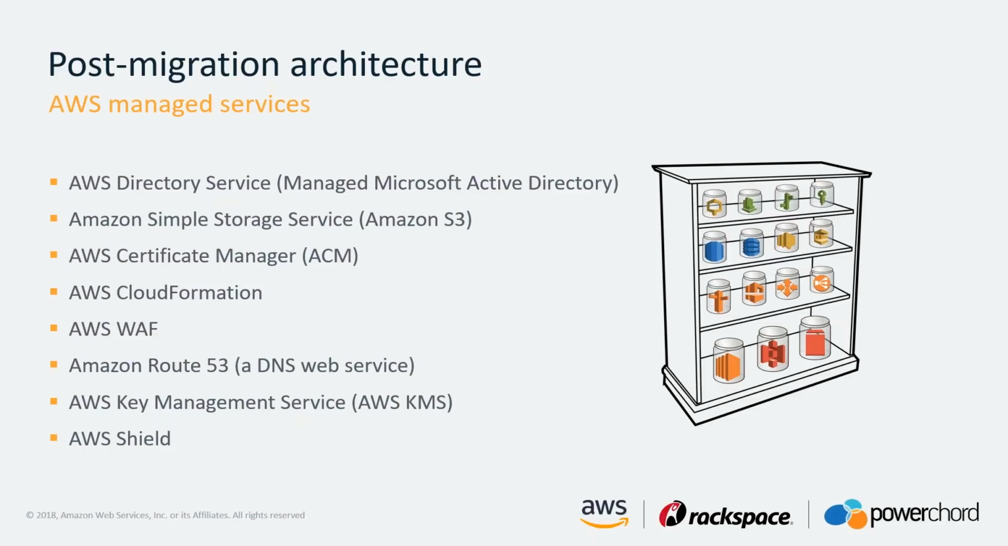Amazon Route 53, Michael just mentioned that. That is a highly available and scalable cloud DNS web service. And then AWS Key Management Service, KMS, a managed service that makes it easy for you to control the encryption keys used to encrypt your data in this architecture. It also has deep AWS service integration. And then finally, AWS Shield, that is managed DDoS protection.